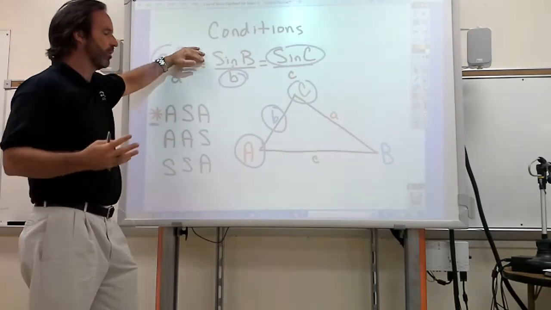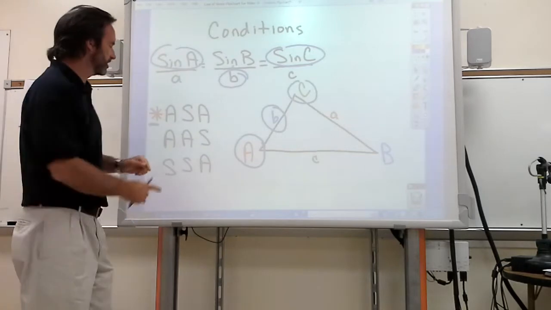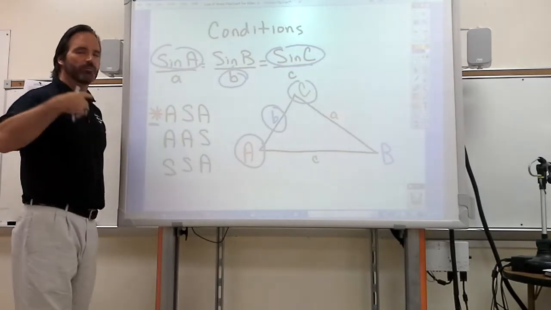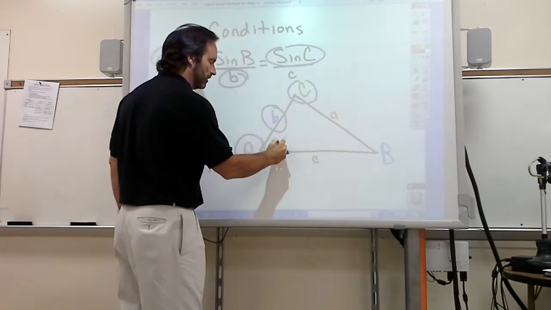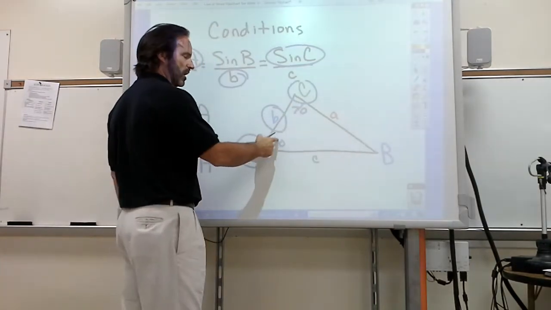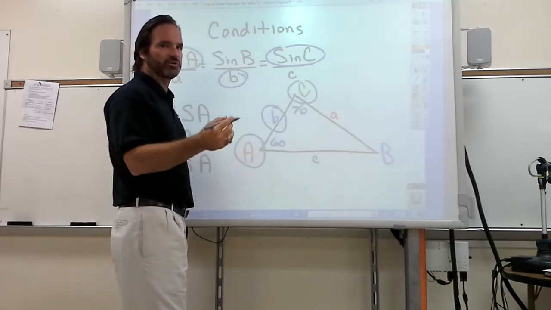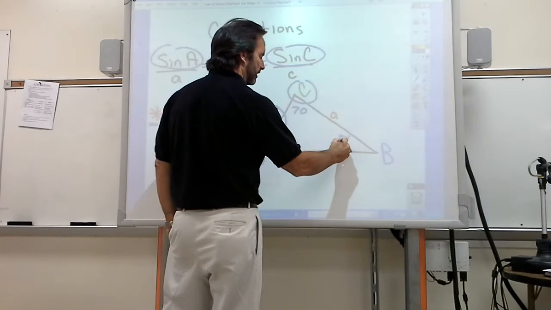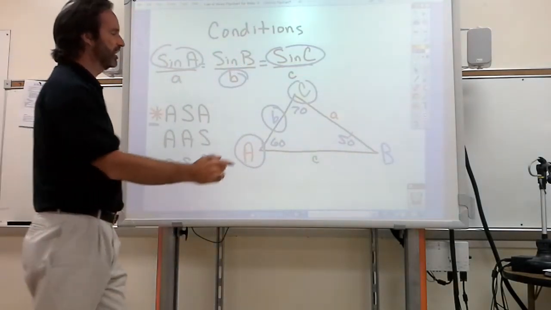But what we do know is if I have two angles, I can solve for the third. Okay, so that's why for angle, side, angle, you're going to have to solve for the third angle. Let's say this is 60, this is 70, and this would be 130. Well, everything adds up to 180, right? Triangle sum theorem, this would have to be 50. Now, let's just say side B was 7.